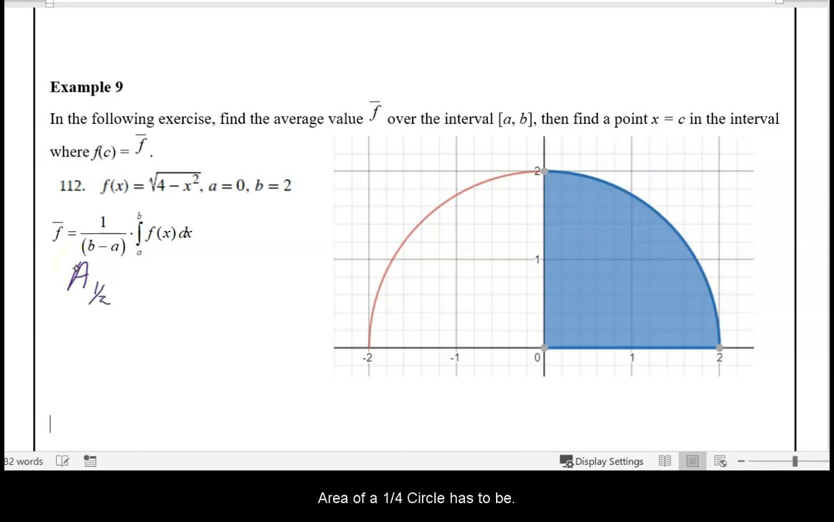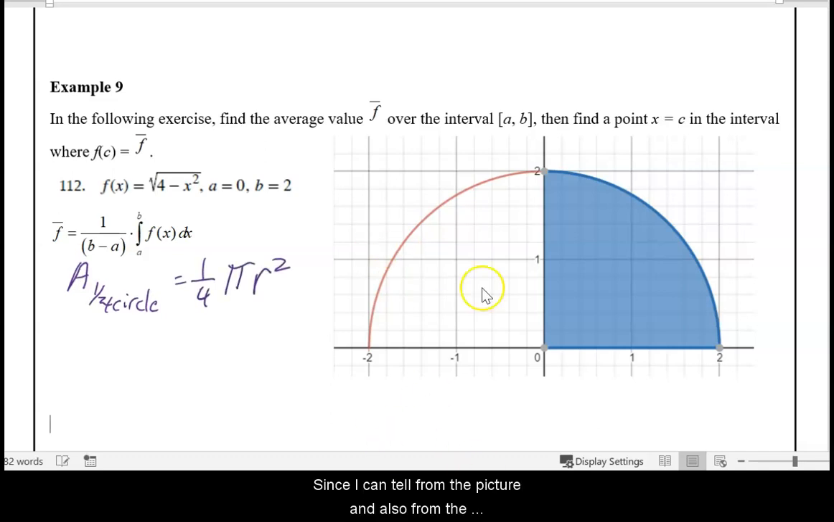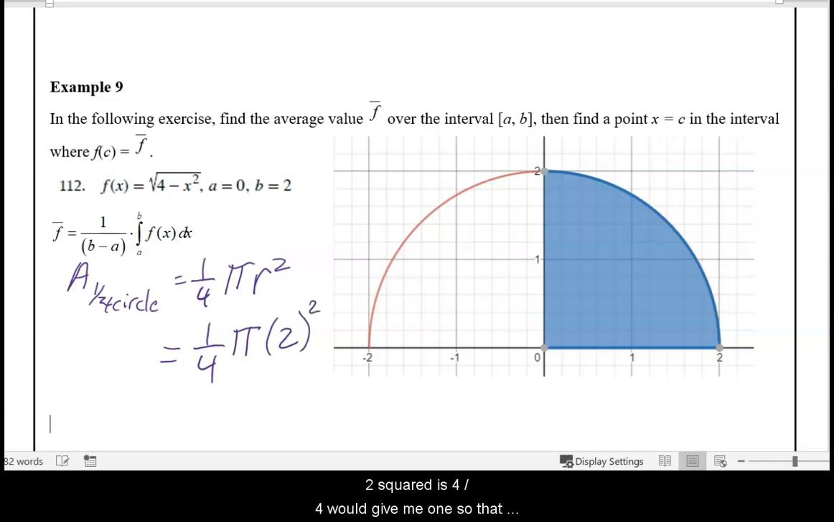Area of a 1/4 circle has to be 1/4 of pi r squared. Since I can tell from the picture and also from the formula that the radius of this circle is 2, I can plug that into this formula to find the area of that 1/4 circle. 2 squared is 4, divided by 4 will give me 1, so that area is in fact pi.